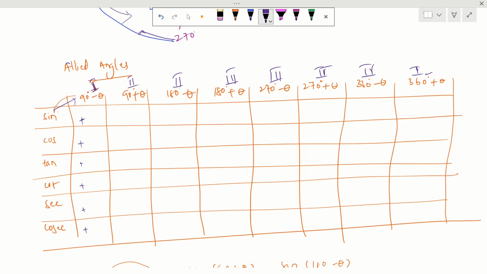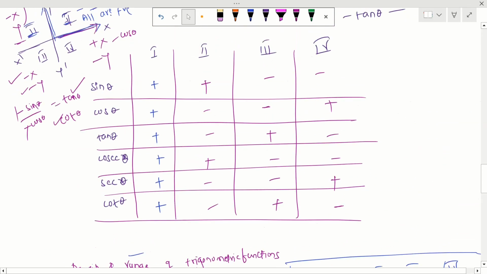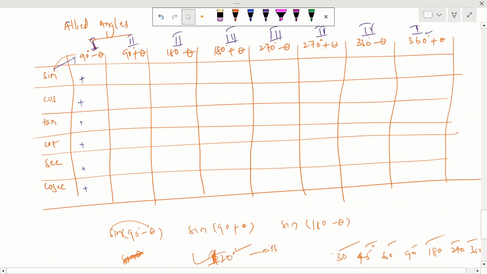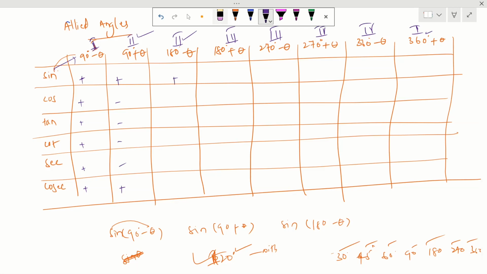Next, in the second quadrant, as we have discussed, sine and cosecant are positive and the remaining are negative. So this is the second quadrant and this is also the second quadrant. 180 minus theta is also the second quadrant, so we use the same notations here. The notations are the same, and these notations will come here only, since it is in the second quadrant.